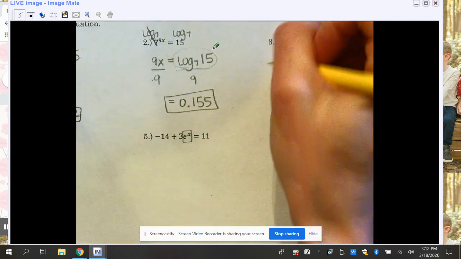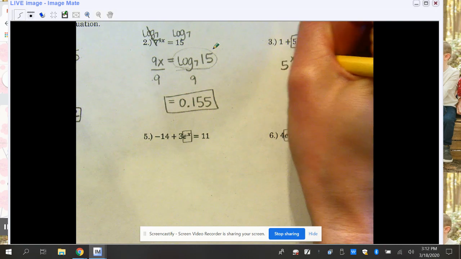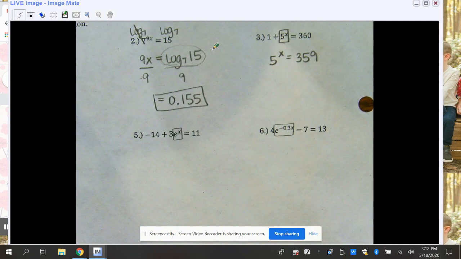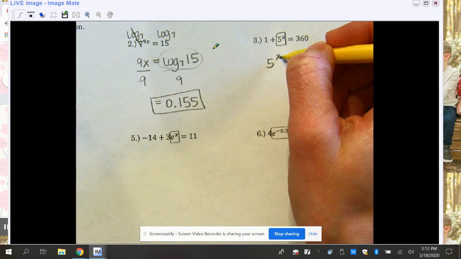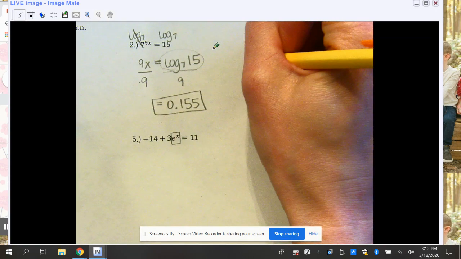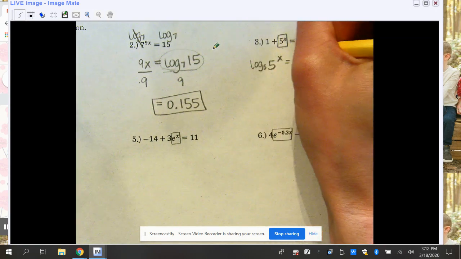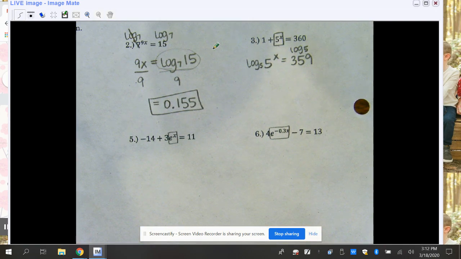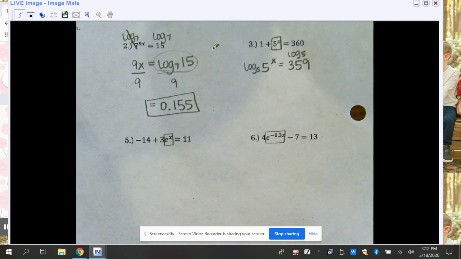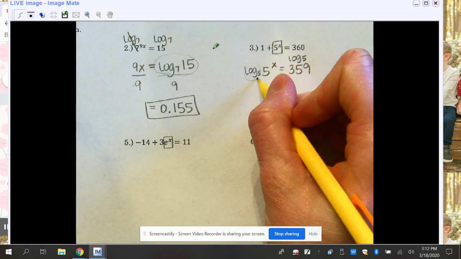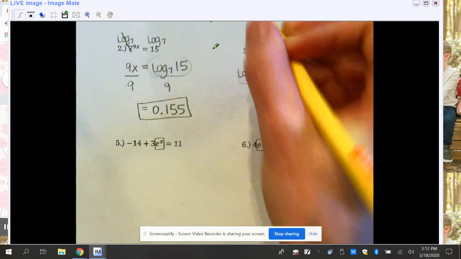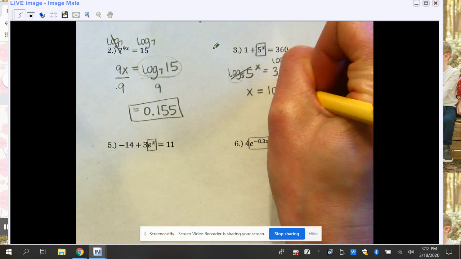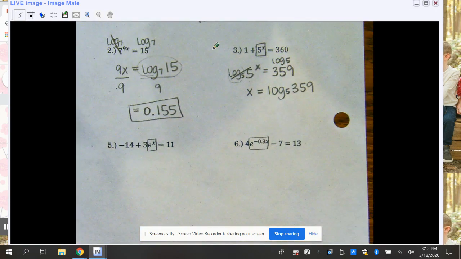So I need to subtract 1 from both sides. That's going to give me 359. Now I've got my exponent by itself. It's an exponent with a base of 5. The inverse of that is going to be to take log base 5 of both sides. So it's similar to taking the square root. It's still an operation. Log base 5 is an operation, like adding, subtracting, multiplying, dividing. So now those cancel each other out, leaving me with log base 5 of 359.